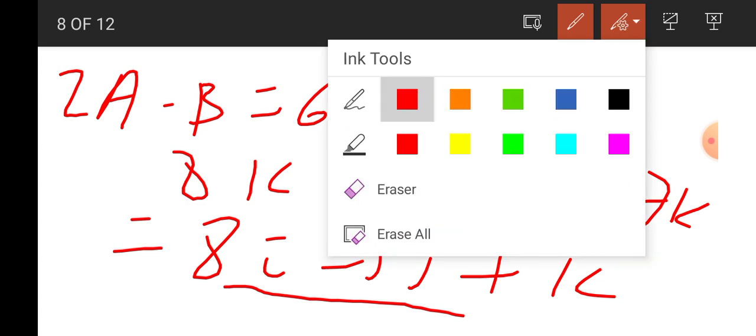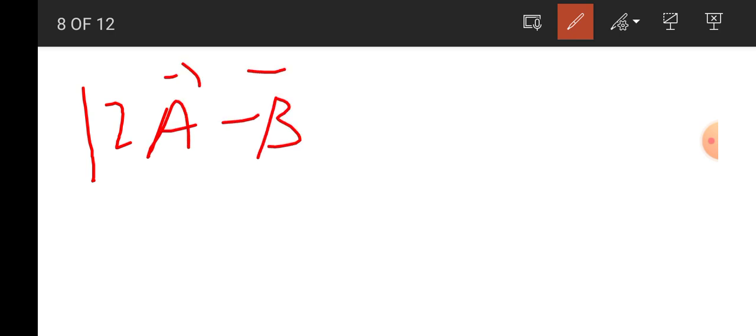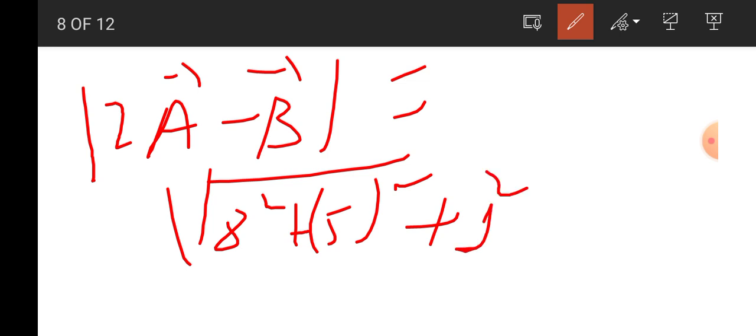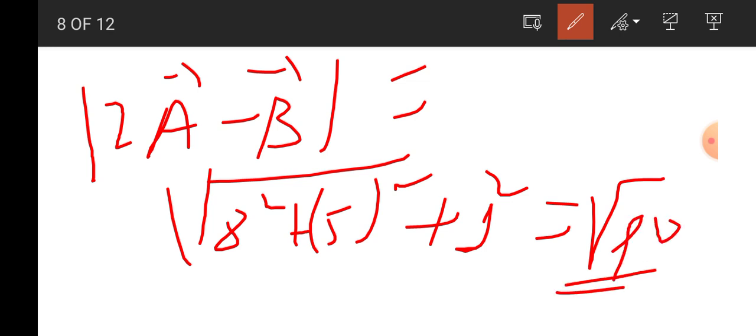የዚህም ቬክተር ማግኒቱድ ነው አሁንም የተጠየቅነው። Therefore, the magnitude of 2A minus B is equal to the magnitude of this vector, which is the square root of 8 squared plus 5 squared plus 1 squared. So this is equal to the square root of 90. This is the magnitude of 2A minus B.